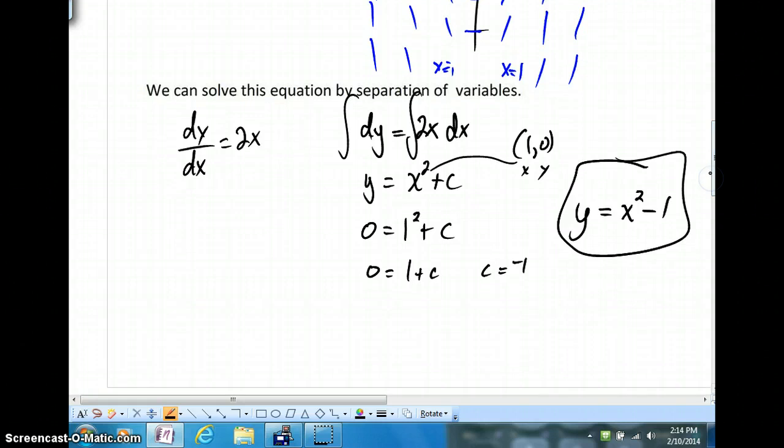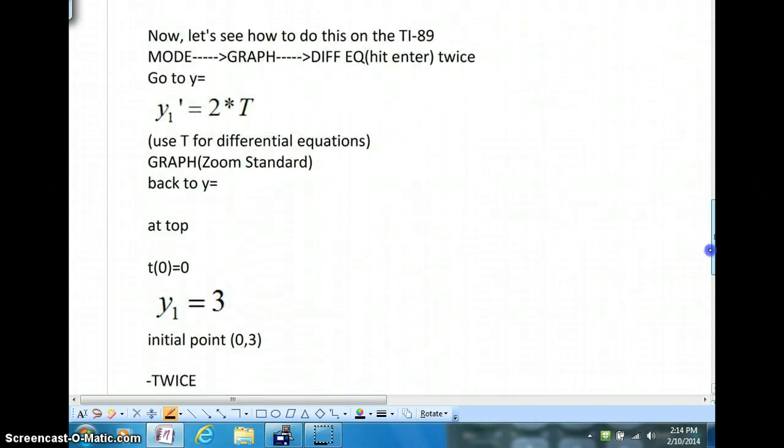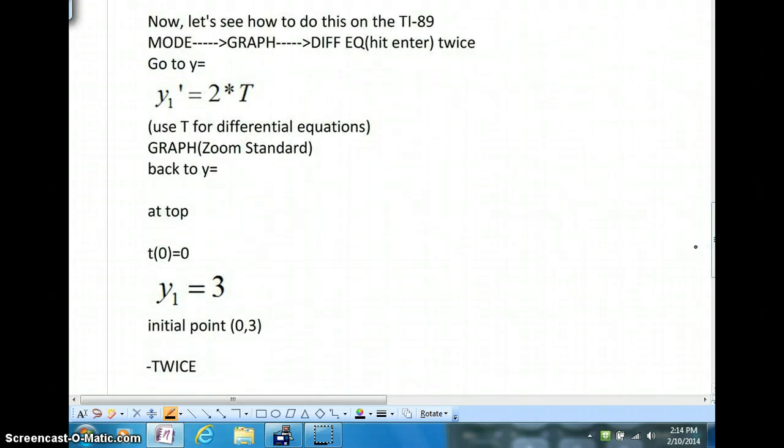We're going to have to go and use technology. And here's the wonderful, wonderful thing, guys. When it comes to using the 89, the 89 can help us with differential equations, and in particular, it can help us draw slope fields, or as we just referred to them, direction fields.